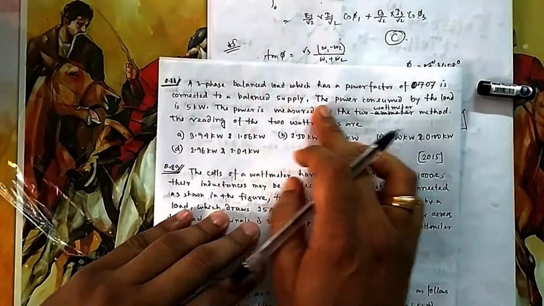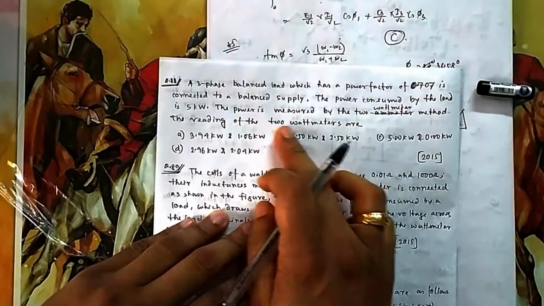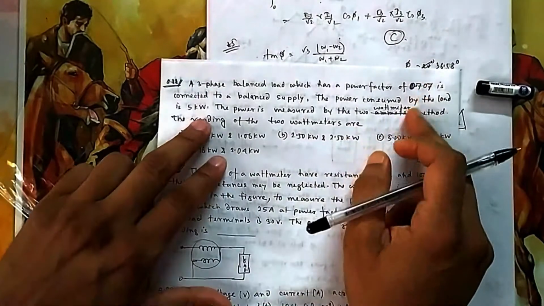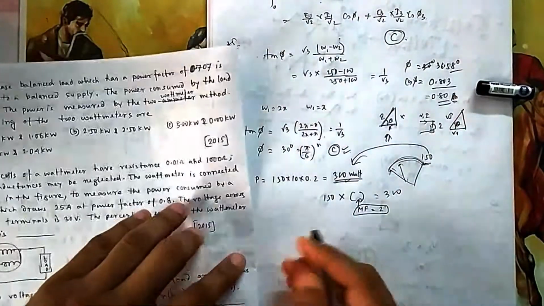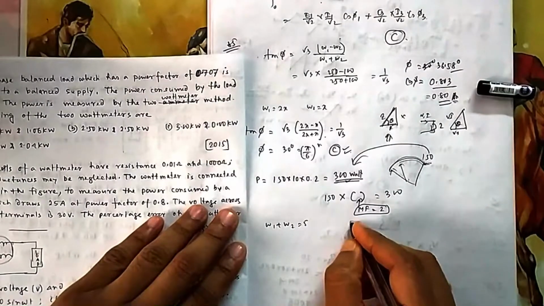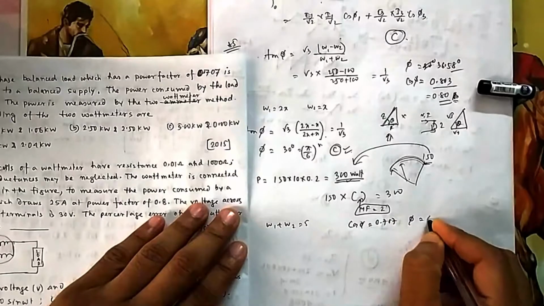Now if you come to 88, a 3-phase balanced load which has a given power factor is connected to a balanced supply. The power consumed by the load is given. The power is measured by the 2 wattmeter method. What are the readings of the wattmeters? So the power factor is given and the total power is given. Total power, W1 plus W2, is given as 5, and the power factor cos phi is given as 0.707, which implies phi is equal to 45 degrees.